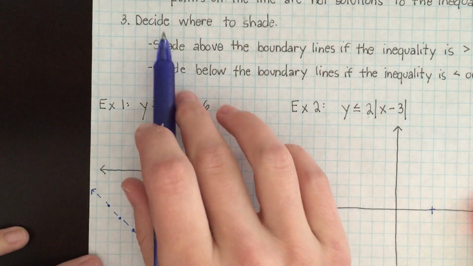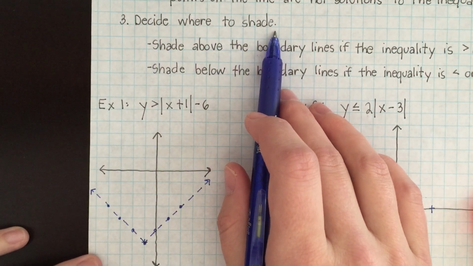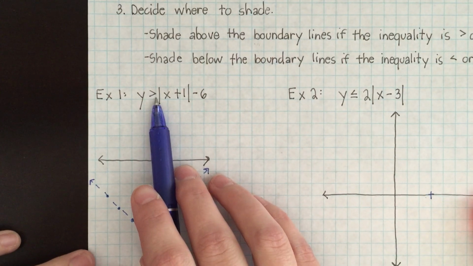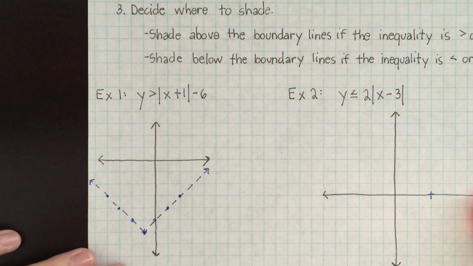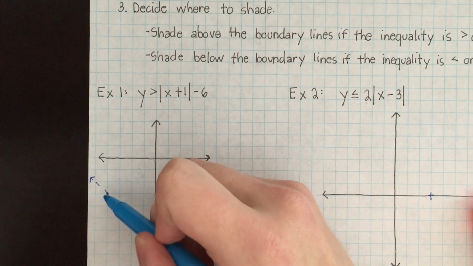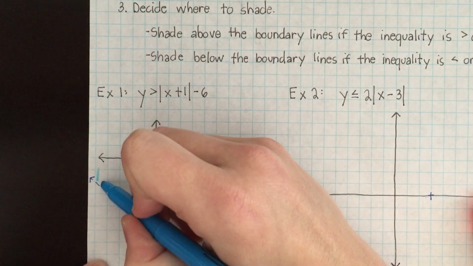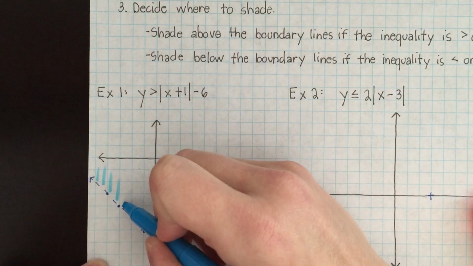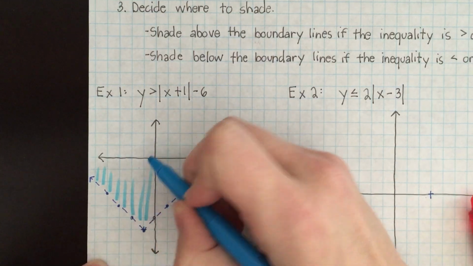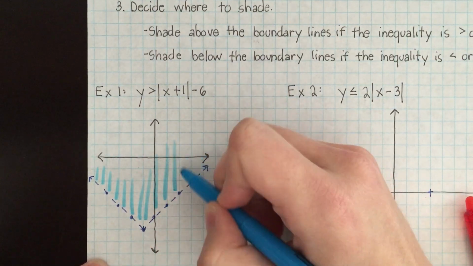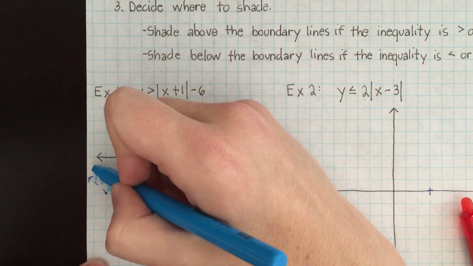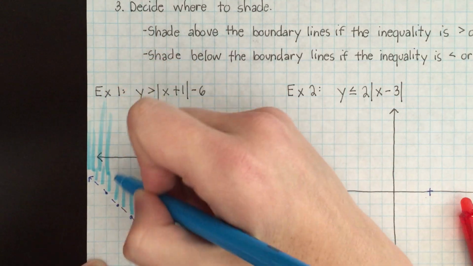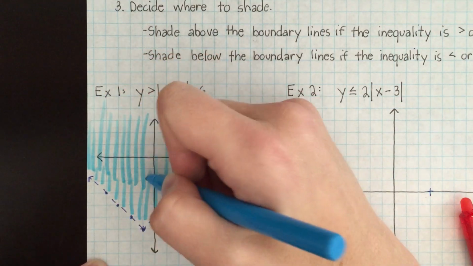And then last, decide where to shade. Okay, that is greater. So that means we're going to shade above the line. So look at this line. If I go above it, that would be this way. Above, above. All this stuff is above. All right, so just to show you, that means above, so I'm just going to keep on shading above.